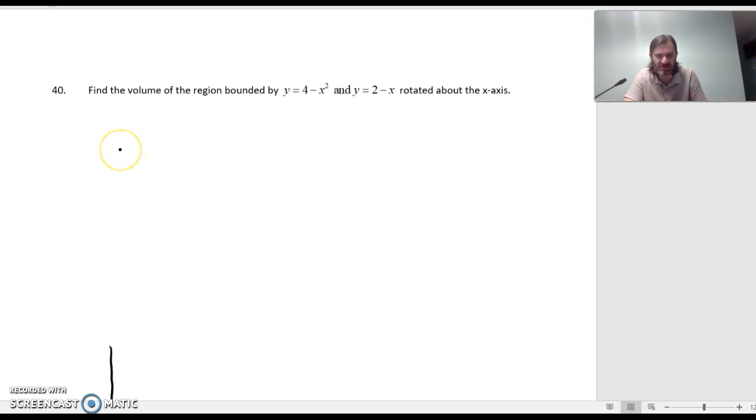Let's go ahead and try and fix this. I don't know why sometimes my screen jumps. But let's see here.